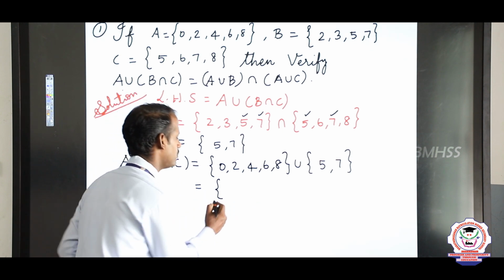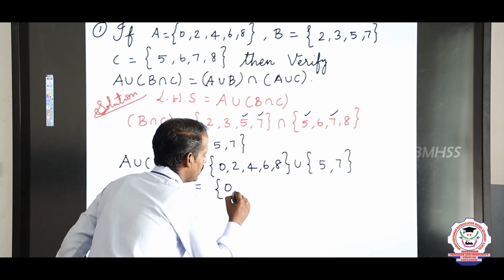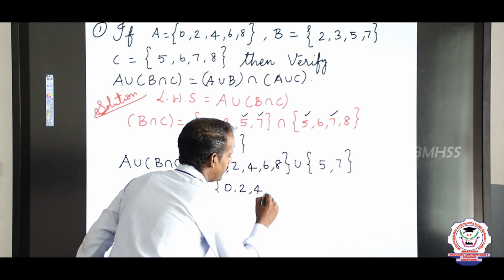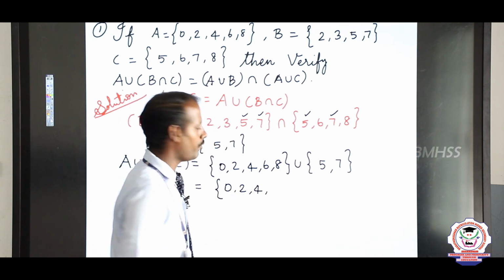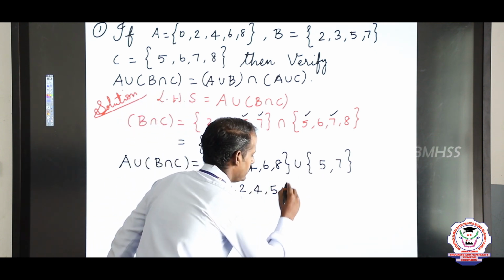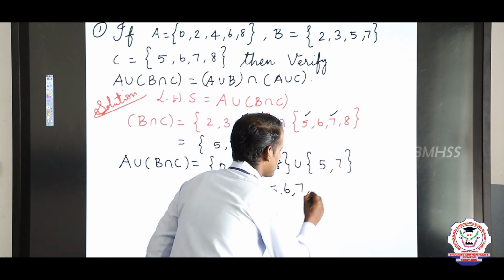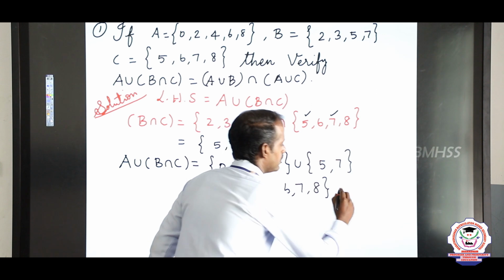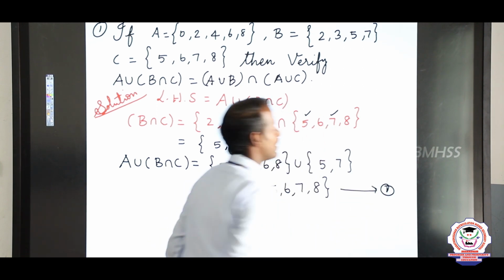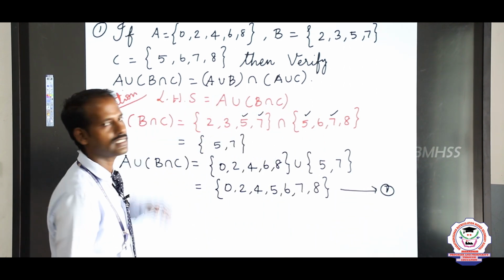So joining the elements. So here 0, 2, 4, next 5 is there. So we have to write 5. The next 6, next 7. So 7, next 8. That's it. This is equation number 1. So I will explain RHS side.